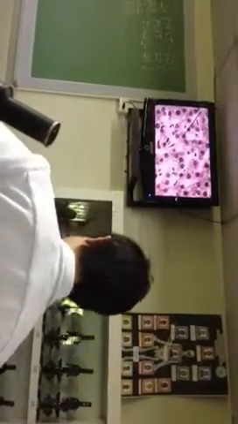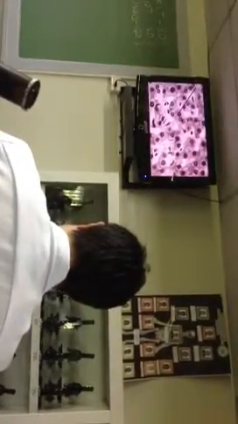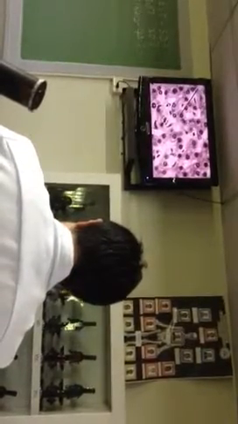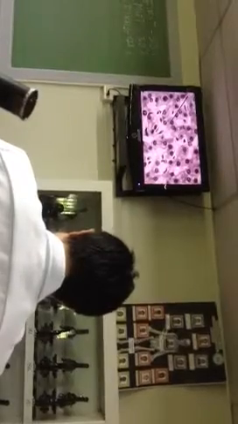Where do you find the nucleus? In relation to the whole cell, where do you find the nucleus? At the center. So we say central in location.